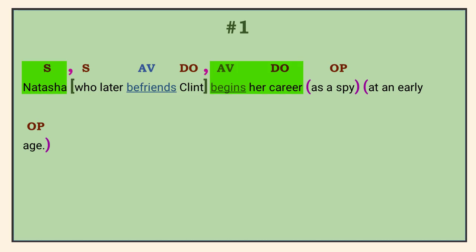Natasha is the subject of the action verb begins because who is the subject of befriends in the relative clause. Who later befriends Clint provides extra information about Natasha, so it is non-restrictive and needs commas on both sides. As a spy tells which career, so it's an adjectival prep phrase, while at an early age tells when she begins it, so it is adverbial.